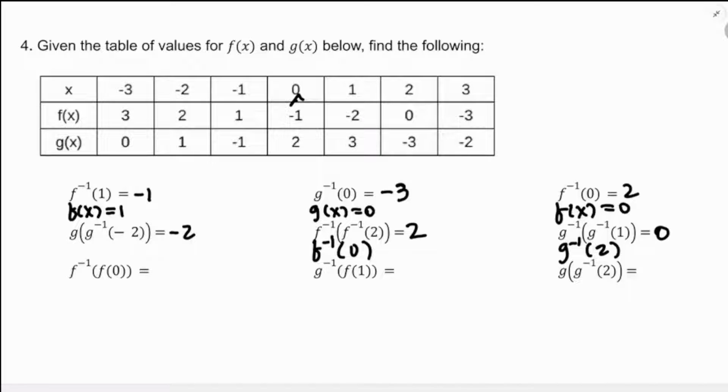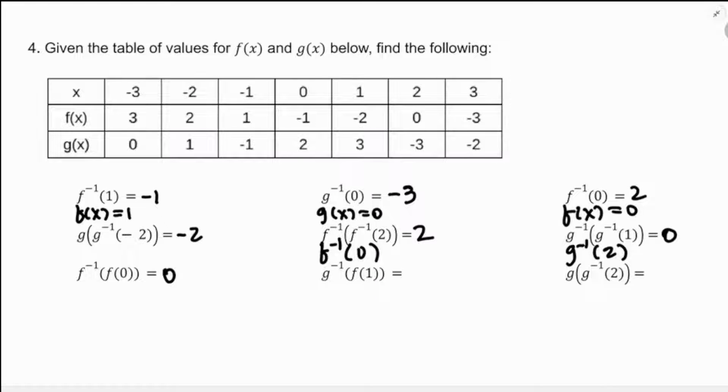f inverse of f of 0, provided f of 0 exists, and it does, and I don't think we would confront you with a got-you type situation where it didn't. For reasons above, f of 0 equals negative 1, f inverse of negative 1 equals 0, that's what it means to be an inverse. g inverse of f of 1, all right, well, f of 1 is equal to negative 2. So I'm going to take g inverse of negative 2. Where's g of x equal to negative 2? Right there. That's x equals 3. All right, and then the last one, g of g inverse of 2. That's just going to be 2, and move on.